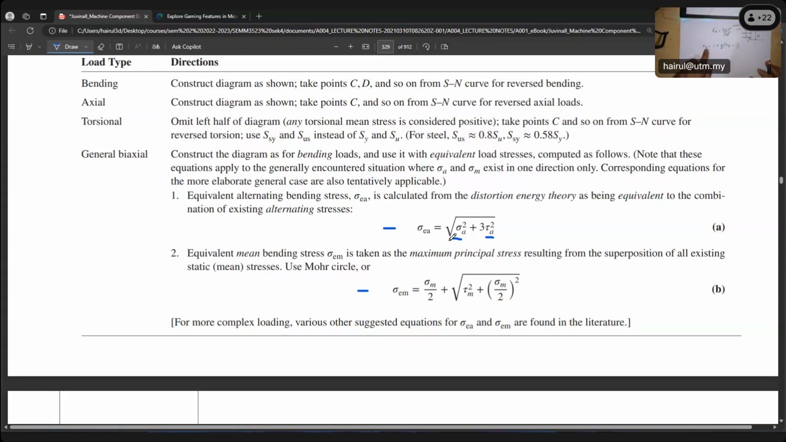But KF depends on bending. You have to find KT for bending. I will show you an example. Like this, I show you an example.